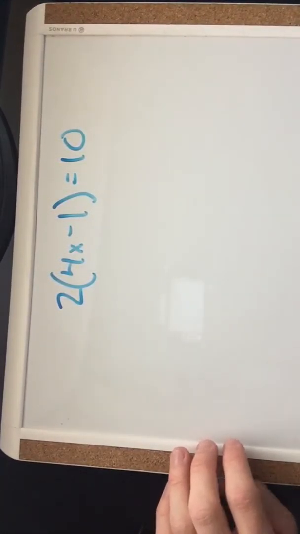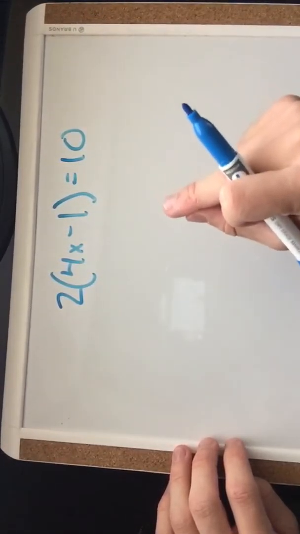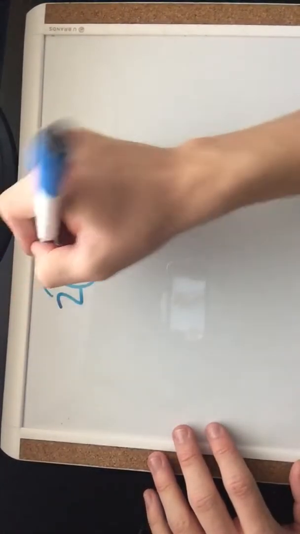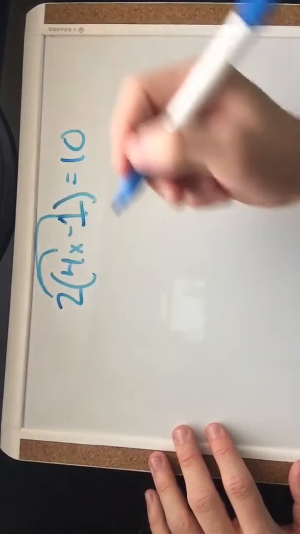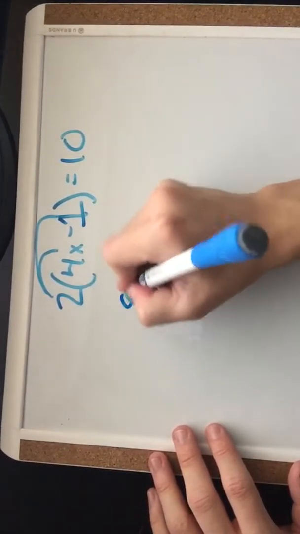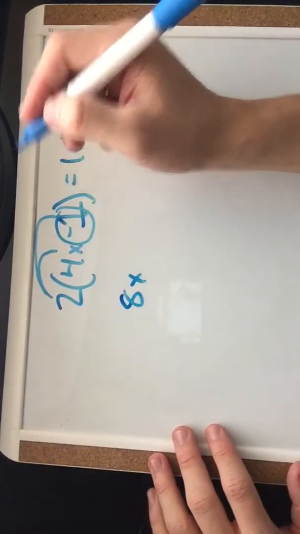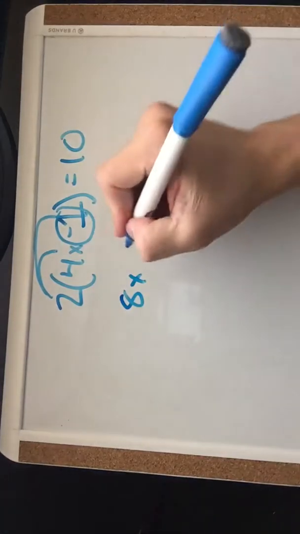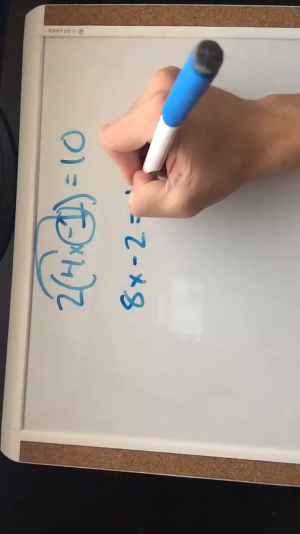Now, we are going to simplify. This means one side. We don't do it to both. It's simplification. Nothing changes at all. So 2 times 4x and 2 times negative 1. So 2 times 4x will give us 8x. 2 times negative 1, do not forget the negative sign, otherwise you have no idea where you're going, and you are not going to get the right answer. 2 times negative 1 is going to give us negative 2.